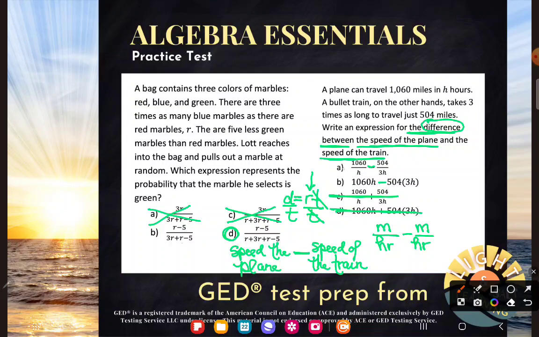And look at that, easy enough to see. A is the correct answer. It has the miles that the plane traveled, 1,060, divided by the hours it traveled, H. And then from that, we're going to subtract that speed of the train, the miles the train traveled, 504, divided by, how do we know it's 3H? Let me go see. A bullet train, there we go. A bullet train, on the other hand, takes 3 times as long to travel just 504 miles. So it's not H, it's 3H, 3 times as long.